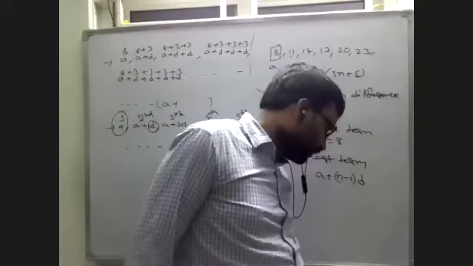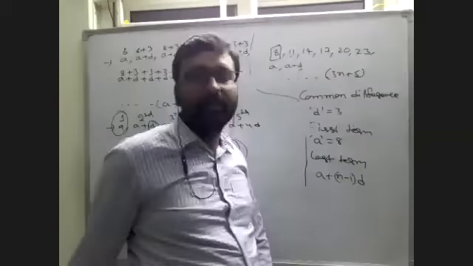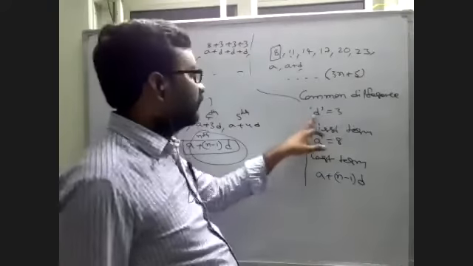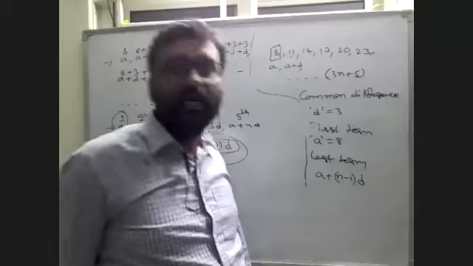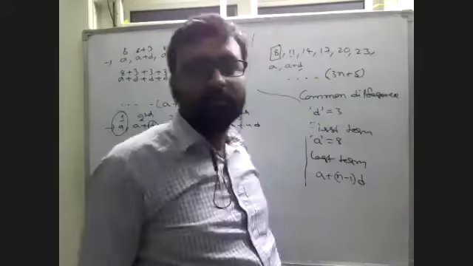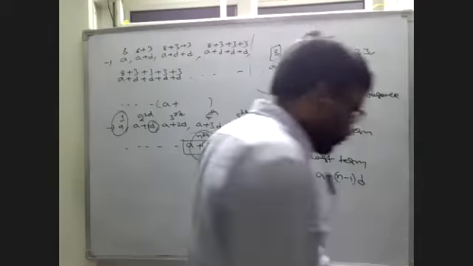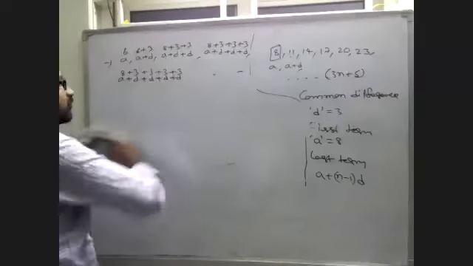Written as AP, the constant difference is called the common difference. The common difference is denoted by small d, and the first term is denoted by a. And the nth term formula is a plus (n minus 1)d. So this is the concept about AP. Now we will do some problems and then you have to copy.